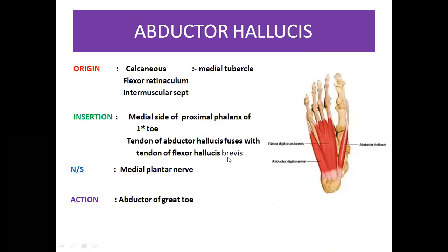Then we have abductor hallucis. Abductor hallucis is the second muscle of the first layer of the sole, which arises from the medial tubercle of the calcaneum, flexor retinaculum, and also intermuscular septa. Insertion is the medial side of the proximal phalanx of the first toe, and the tendon of abductor hallucis fuses with the tendon of flexor hallucis brevis. It is supplied by the medial plantar nerve, and as the name implies, it abducts the big toe or great toe.